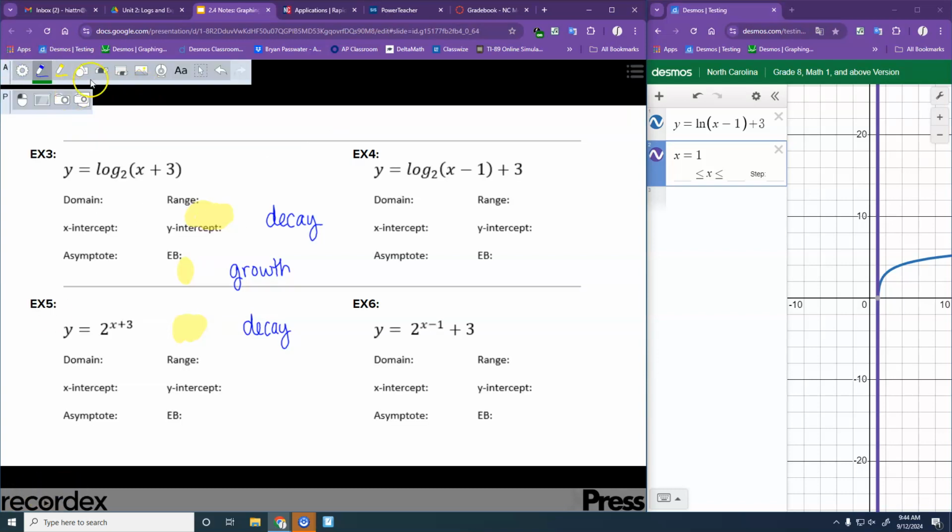We're not going to have time to do all this, but let's do one of them. Which one do you guys want to do? 3, 4, 5, or 6? 5. I heard 5 twice. Let's go with it.